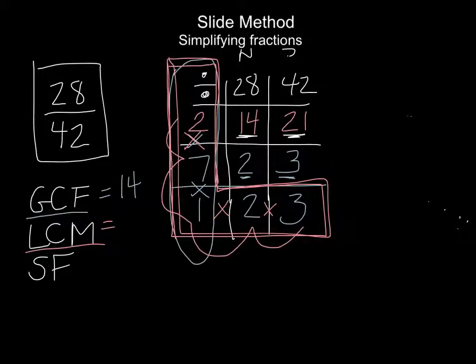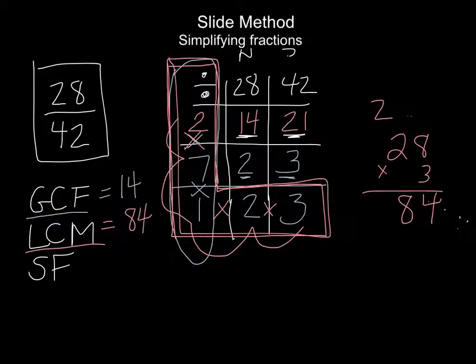And then 28 times 3, and go to the side and work out. 3 times 8 is 24. 3 times 2 is 6, and 6 plus 2 is 8. So the smallest number that 42 and 28 can both create is 84.